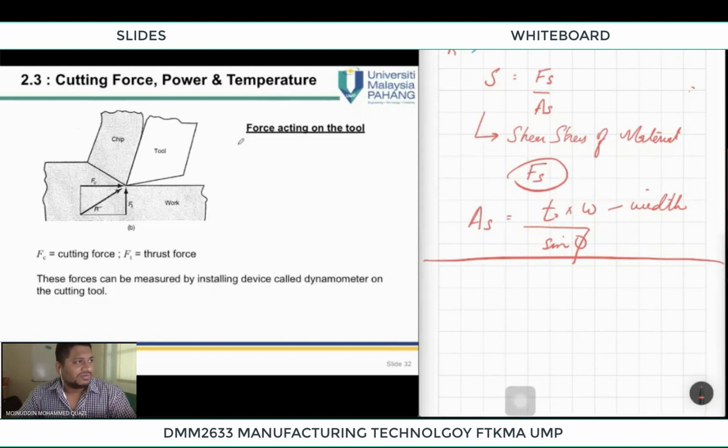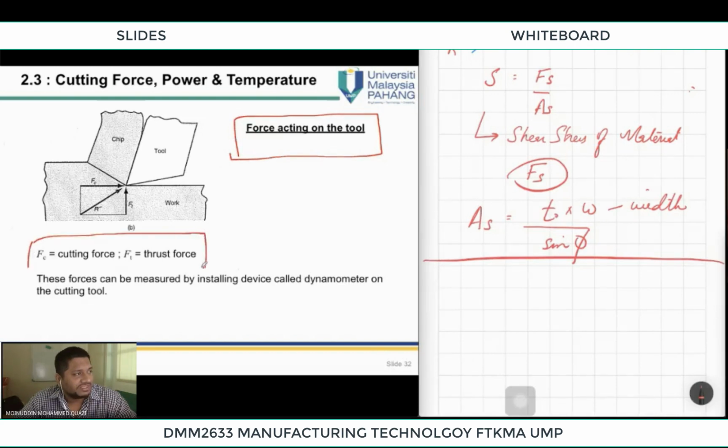As we know, there is force acting on the tool and force acting on the chip. There is one more thing. There is one more force acting on the tool, which is the cutting force, Fc, and Ft, the thrust force. These forces can be measured by installing a device called a dynamometer. To get the cutting force Fc and the thrust force Ft, we install a dynamometer.